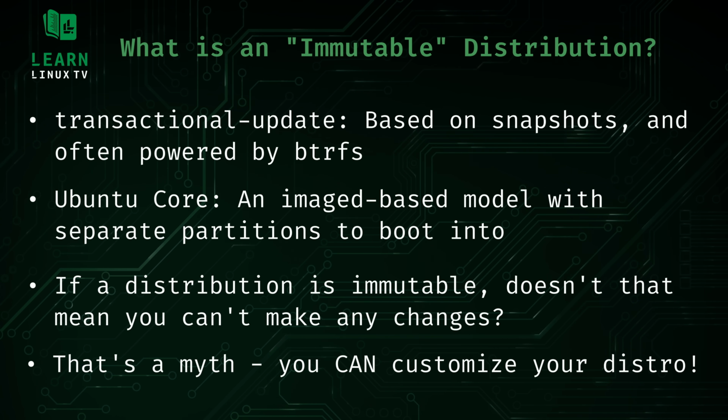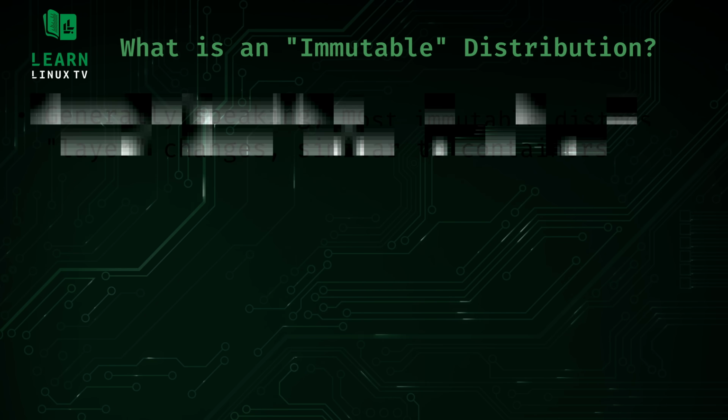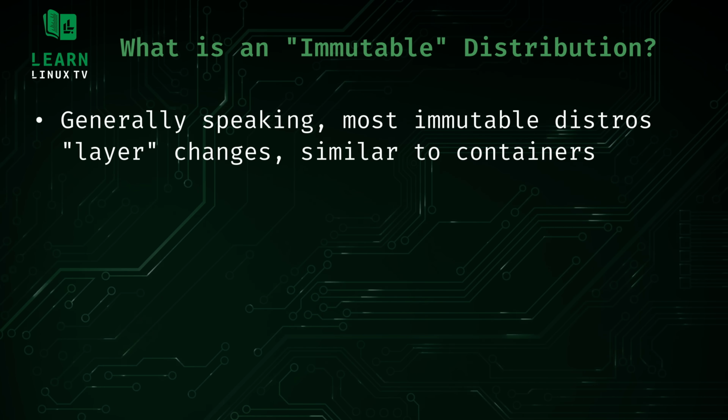The difference isn't whether you can change things, it's where those changes live. The thing is, modern immutable systems separate the operating system into layers. The base OS is read-only and versioned, but your home directory, configuration, logs, and applications all persist normally. The core stays stable, while everything you interact with day to day remains flexible.